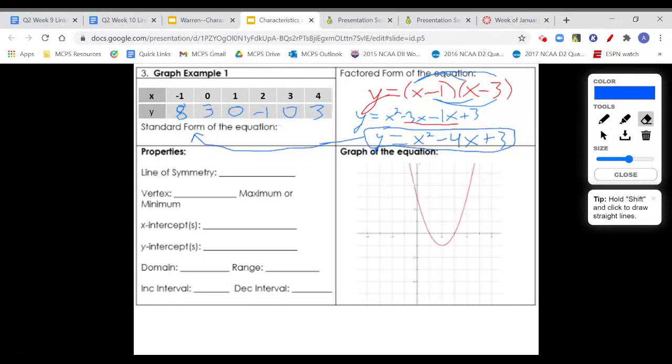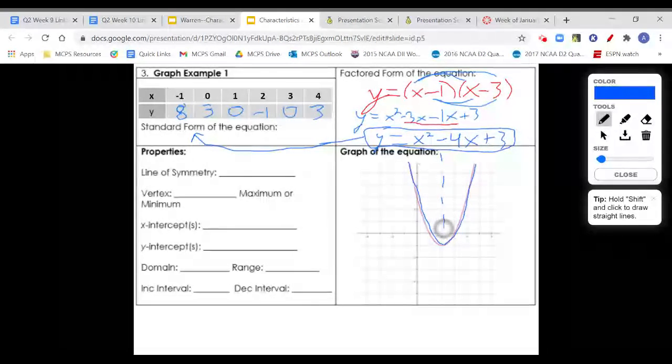So you see how on both sides of this graph, on one side, it's sort of curving down like this, and on the other side, it is curving up like that. But if you were to fold it across this dotted line in the middle, you can see how the right side would kind of fold onto the left side. And so that makes this the line of symmetry.